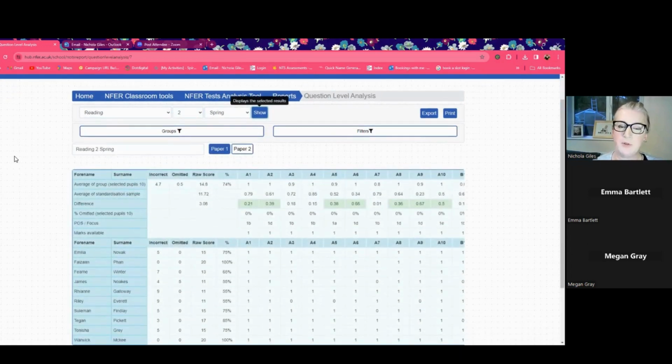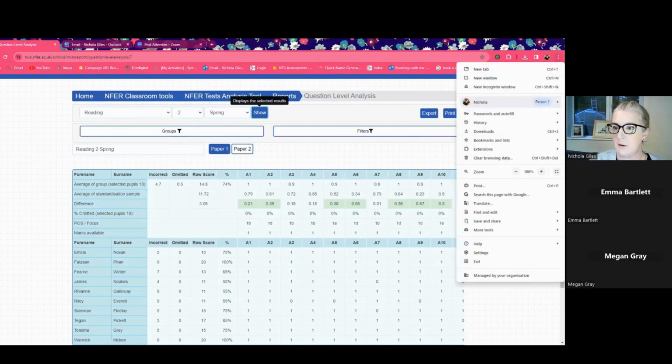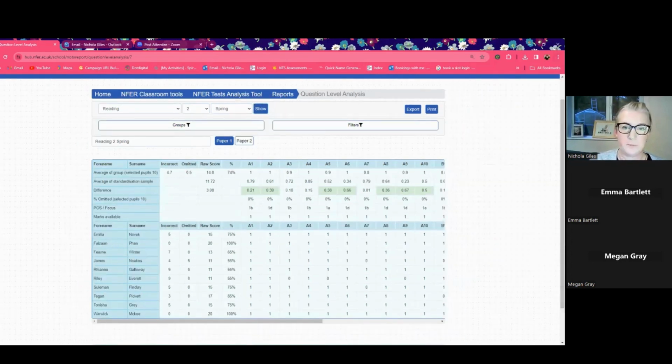Now, just in case you're thinking about pupils who don't do paper 2: on here, all my pupils have done paper 1 and paper 2, but if they hadn't done paper 2, there is still a standardised score that can be got. You don't have to do both, so don't feel under pressure for some of your pupils who are not ready really to do that.